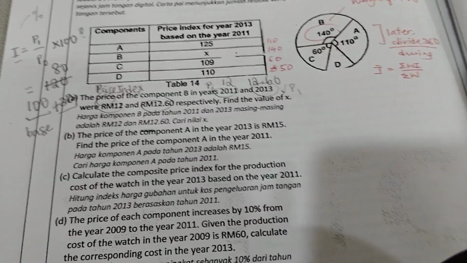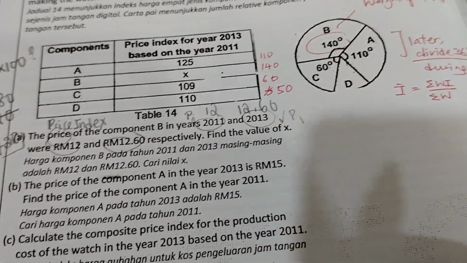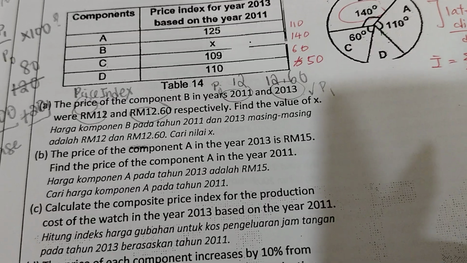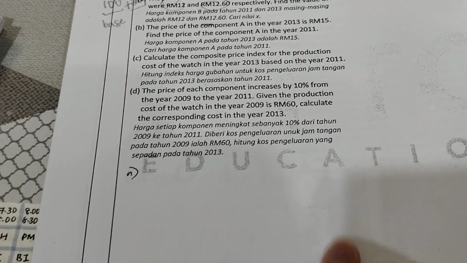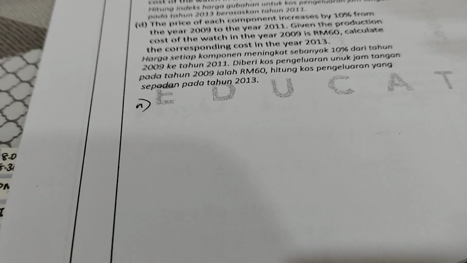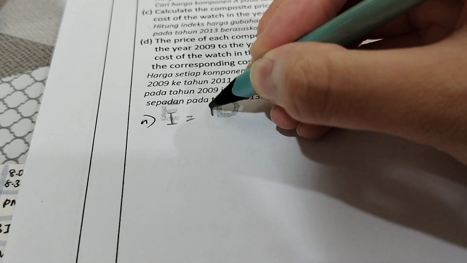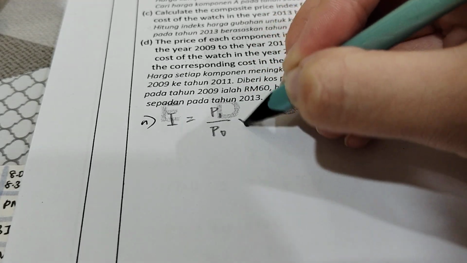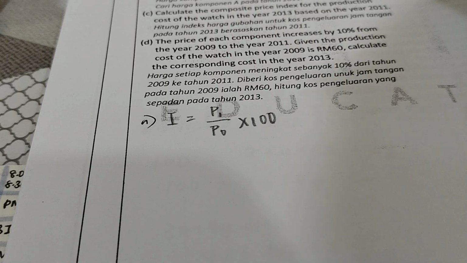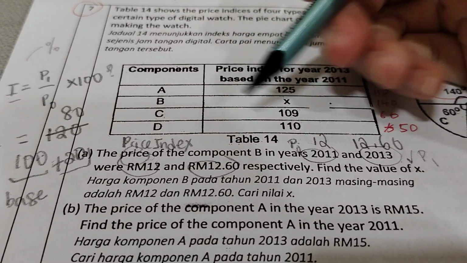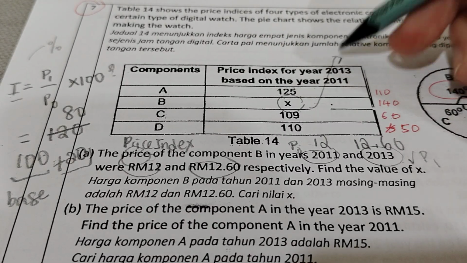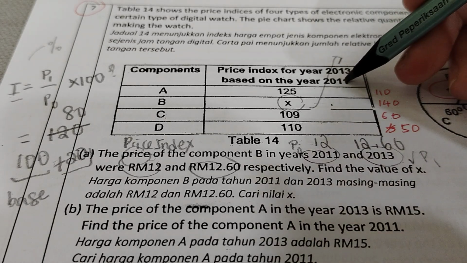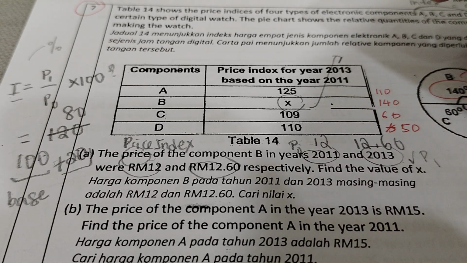So the original price dropped by 20%. Now looking back at this question, the price of component B in years 2011 and 2013 were RM12 and RM12.60 respectively. Find the value of X. Okay, X is over here. So I'm going to first write out the formula again. Okay, now we know that in the end we want to find the index, which we do not know.